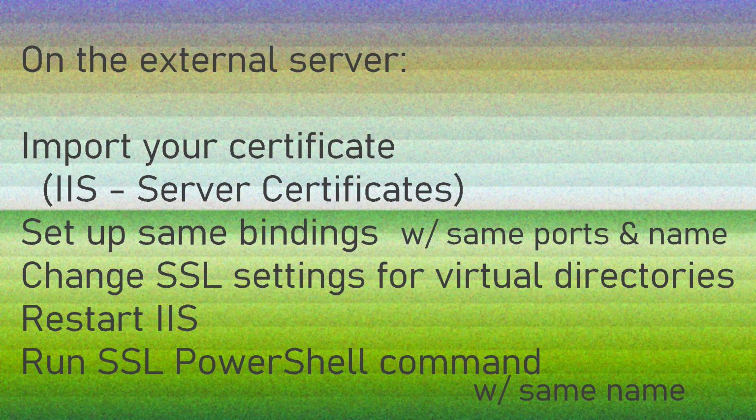Just go back and look at all of these instructions from earlier in the video and do the same thing. Set up the same bindings with the same ports that are listed, and then the same name as well as you put in the internal server, the one that was in that CNAME that I showed you on that slide. You'll change the SSL settings for those same virtual directories, restart IIS, and then you run that PowerShell command with the same name as you did on the internal server.